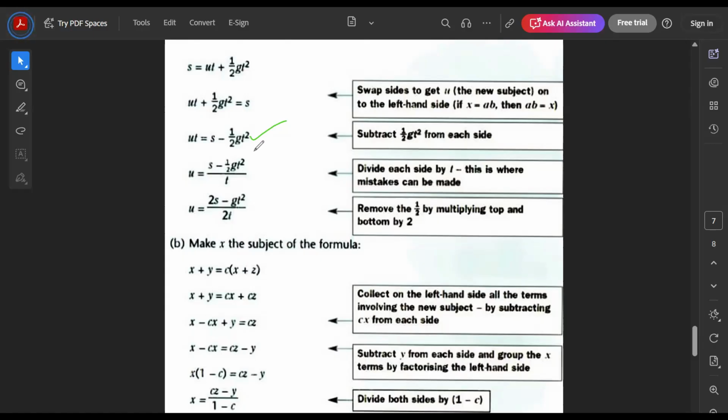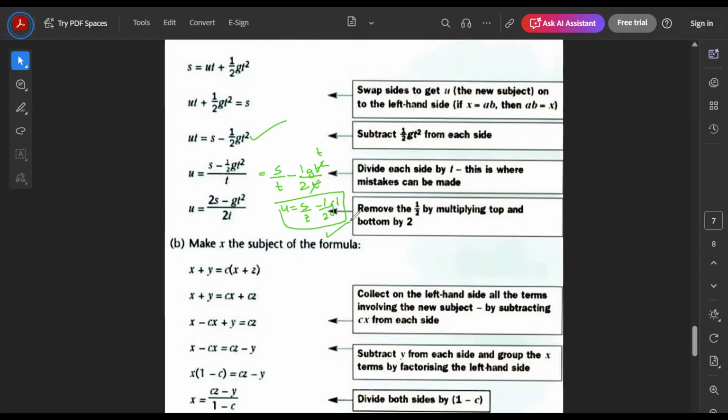So what we have done over here, we can do it this way: we take s over t minus gt square over t, and then this t can cancel with t, and we get the answer u is equal to s over t minus half gt. This is also the correct answer.